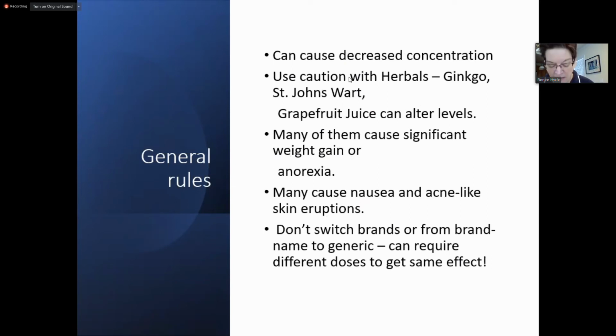They can cause decreased concentration, and so until that patient becomes a little used to that medication, their schoolwork may suffer. We have to use caution with herbals like ginkgo or St. John wort. Okay, grapefruit juice can alter their levels because a lot of them use that same pathway, that CYP protein that grapefruit juice alters.